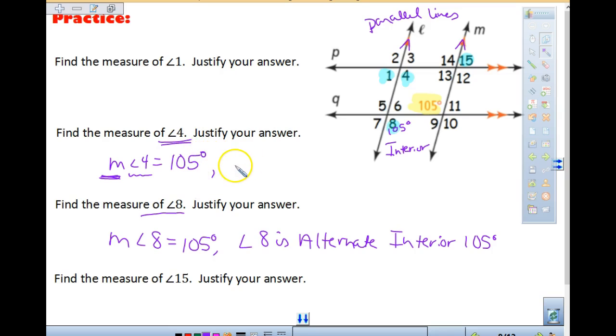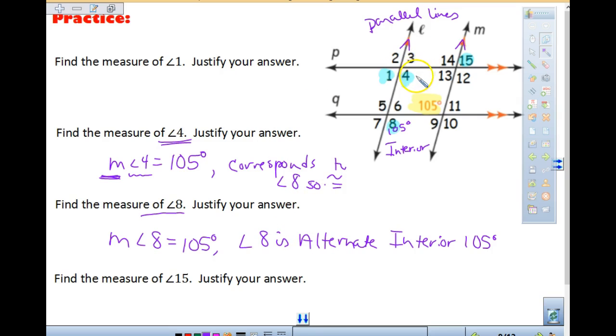It says justify your answer. It corresponds to angle 8. So it is congruent. Corresponding angles are congruent.